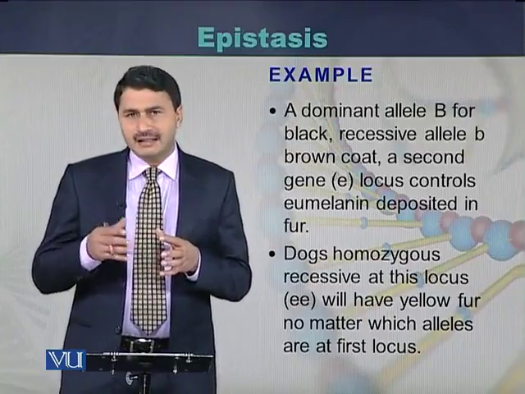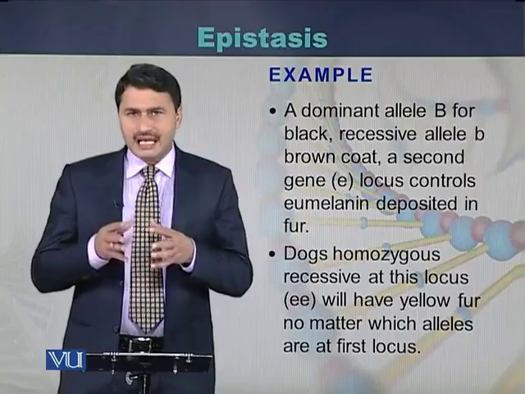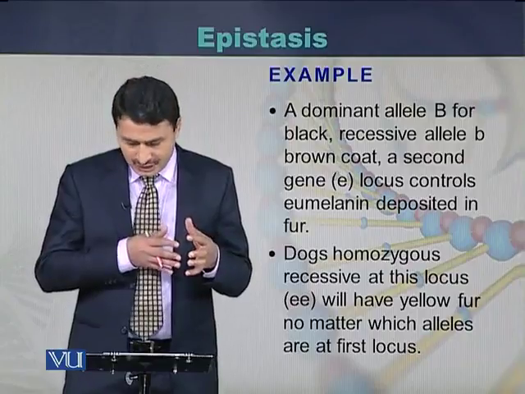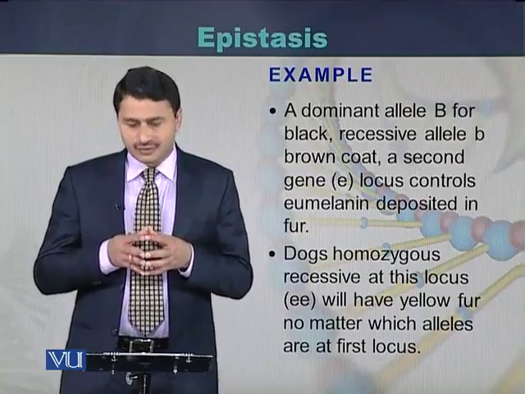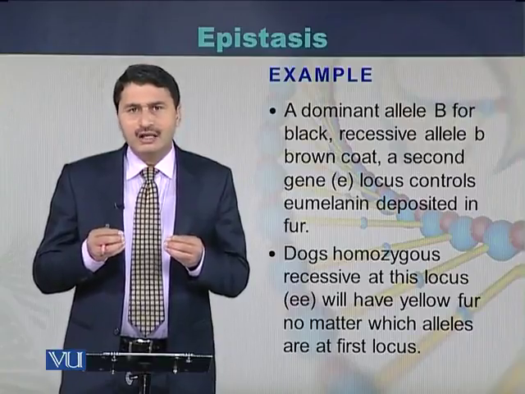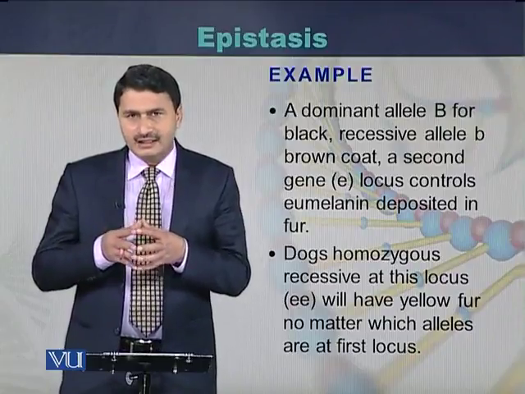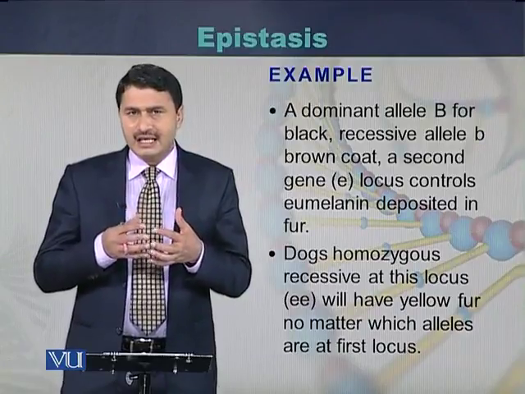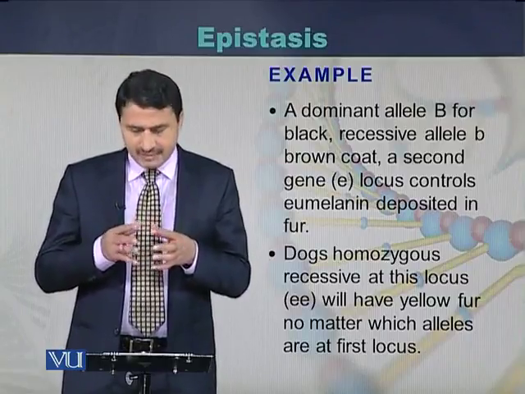But there is a second gene. If that gene is in homozygous form, then it has an effect on the expression of the first gene. If the second gene is in homozygous form, then the coat color of the dogs will be yellow, whatever the allele at gene number 1, whether it is the dominant allele or the recessive allele.